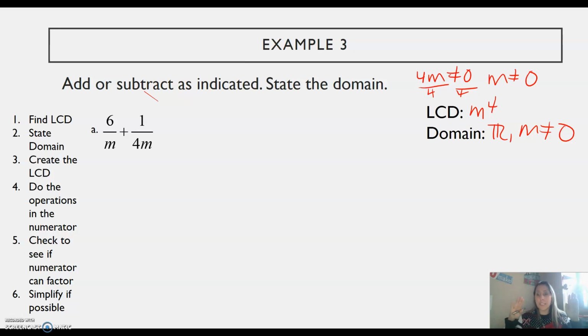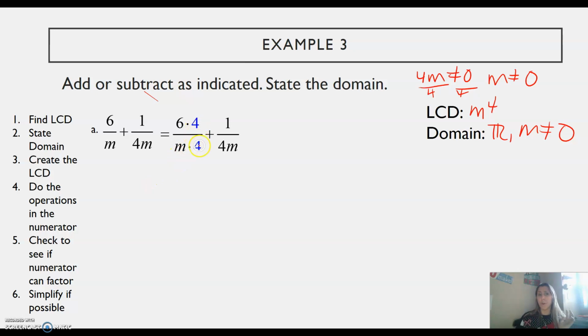Now we need to create that least common denominator. I'm missing a 4 in this first one, so I'm going to need to multiply the denominator by 4. But if I do that to the bottom, I have to do it to the top. Anything that's done to the bottom has to be done to the top. I can't just do it to the bottom.